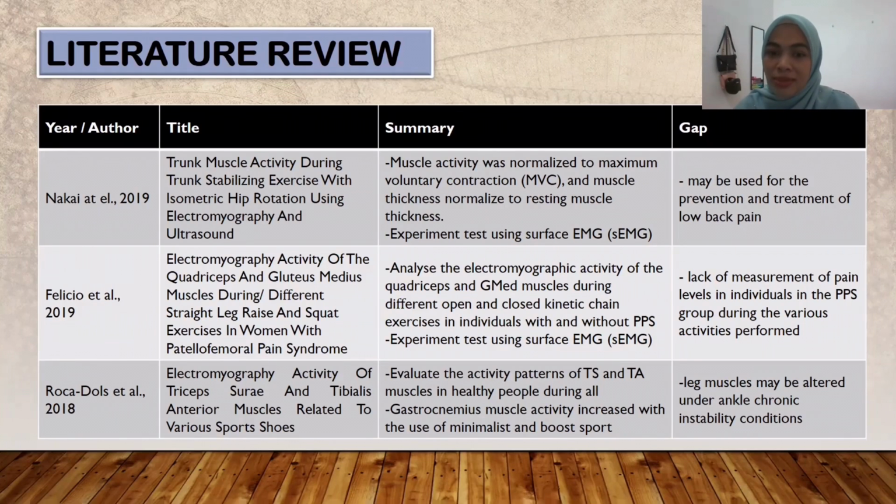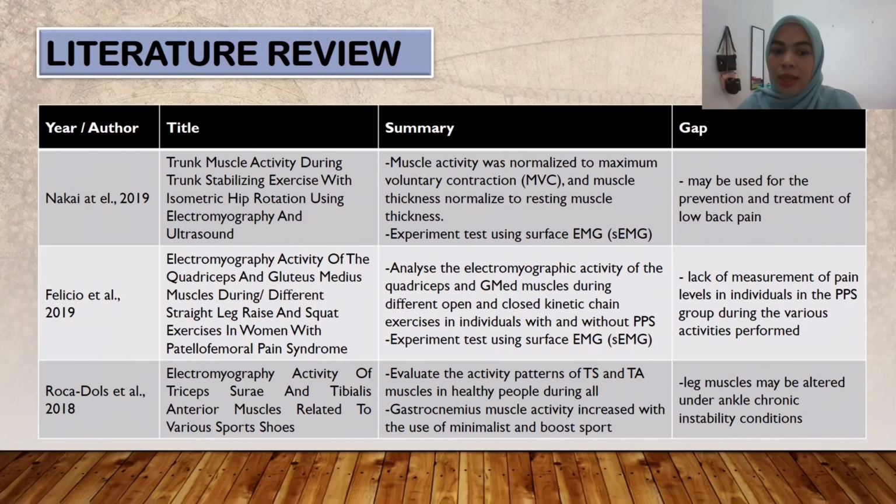The summary from this research is about the muscle activity that was normalized to maximum voluntary contraction and muscle thickness normalized to resting muscle thickness. This experiment tests using EMG, electromyography, which is same with the device that I am going to use. Okay, the gap for the study is it may be used for the prevention and treatment of low back pain. Meanwhile, my study is about the leg muscle problem.